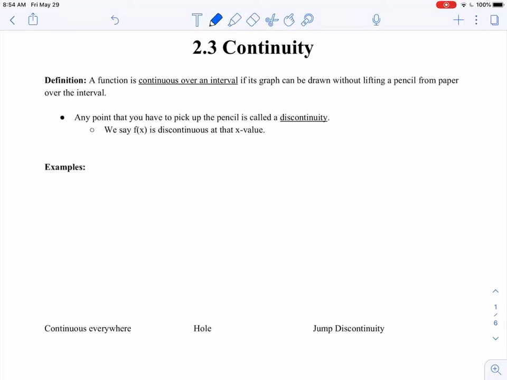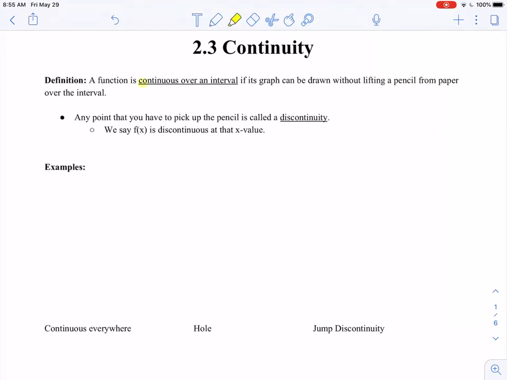In this section, we're going to be focusing on this idea of continuity, which might be something that you've seen in a previous math class, but if you haven't, that's okay. We're going to review it, and then we're going to give a more precise definition of continuity because we're going to use our idea of limits here. So first, we're going to talk about continuity over an interval.